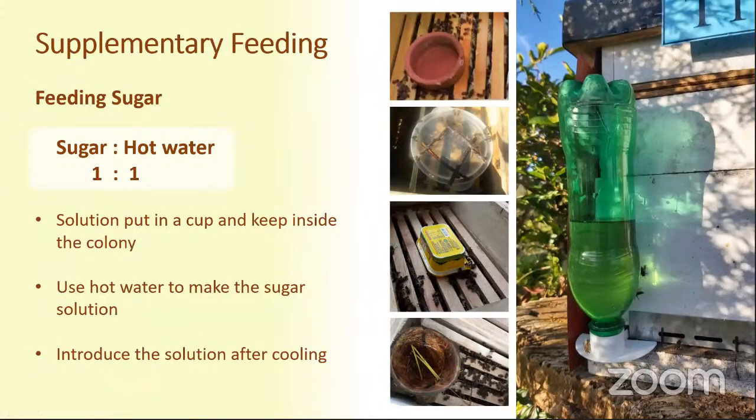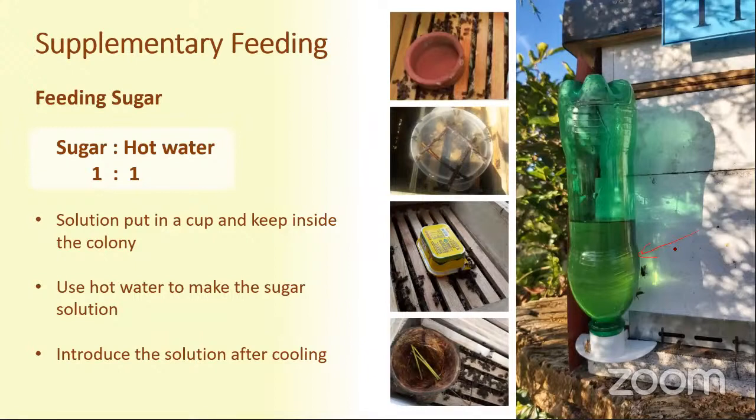To make the sugar syrup, we use very clean hot water, and we add sugar and hot water one-to-one, and we make the syrup. You can use a structure like this also with the feeder, a plastic bottle with sugar syrup. We should not keep this sugar syrup for a long time. If they don't consume it, it can ferment, and then it's not good if they consume it after that. So maybe within two or three days, you have to replace it.